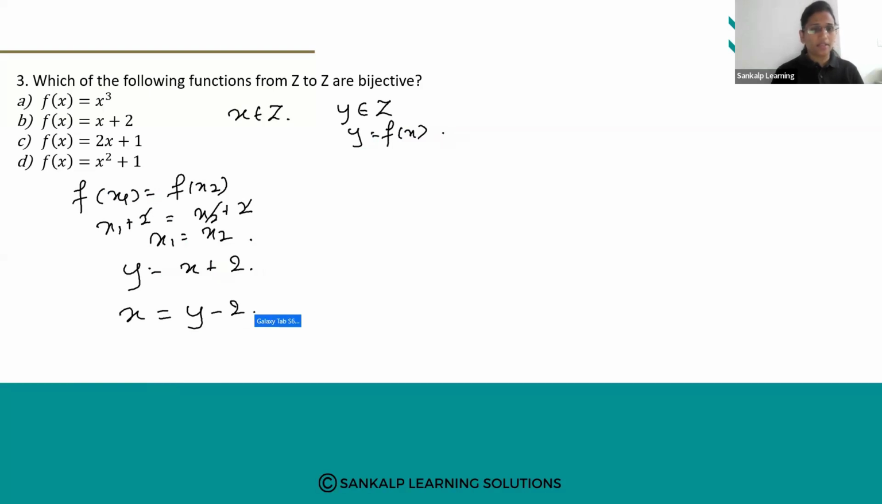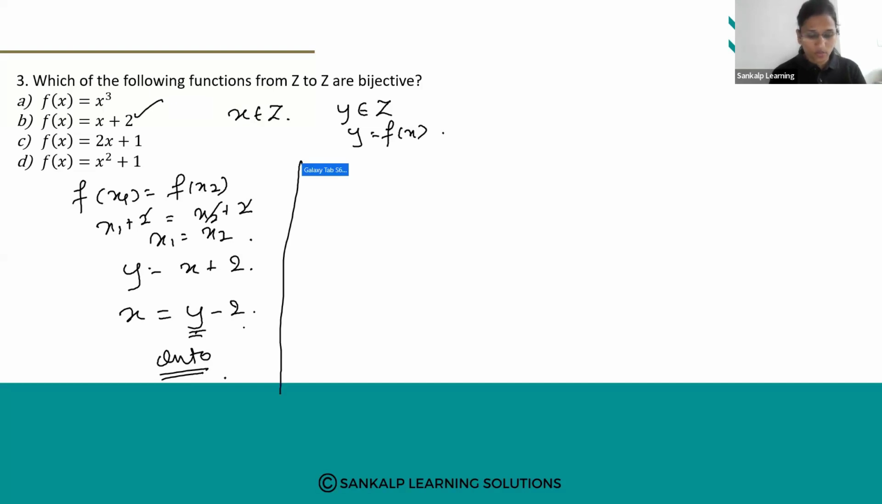This is y minus 2. Now see here, if y is any integer, then integer minus 2, where 2 is also an integer, so integer minus integer is always an integer. So definitely this is onto. Since it is one-one and onto, it will be bijective. So what is your answer? x plus 2. Anyhow, we will check the next one also.